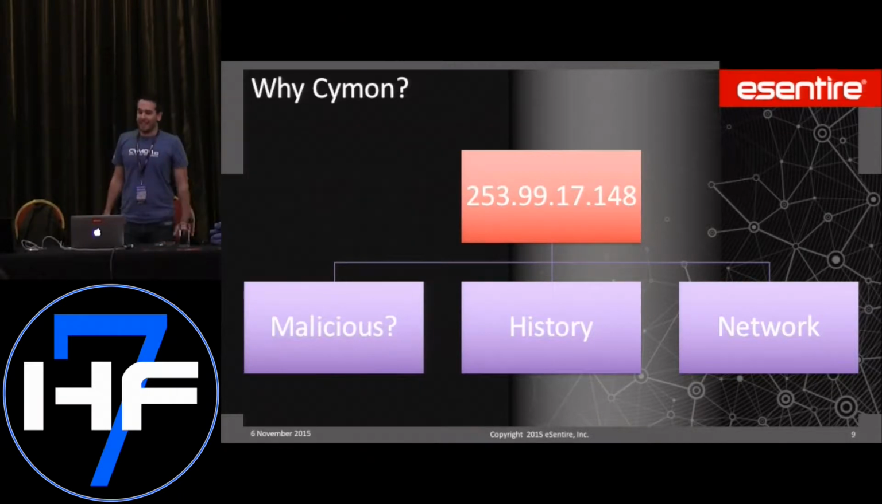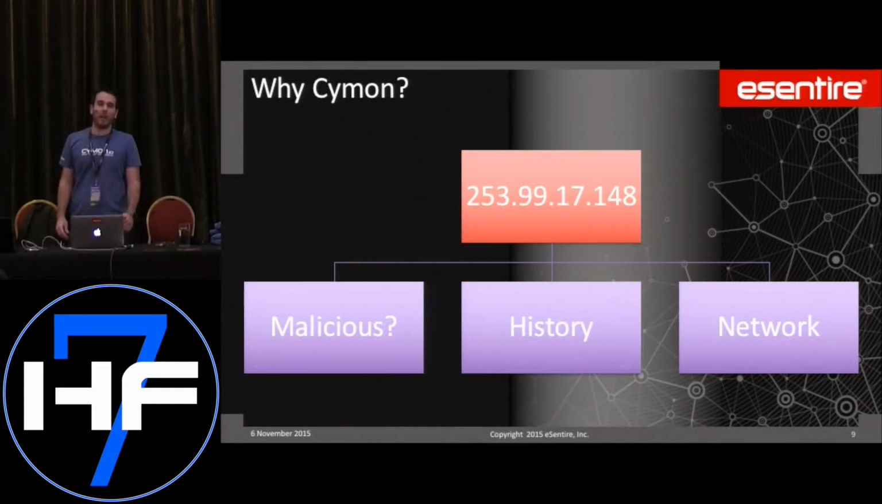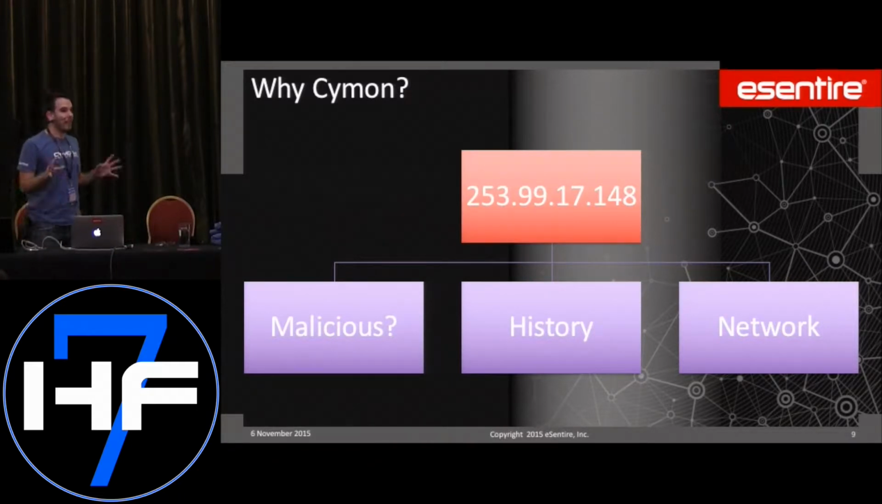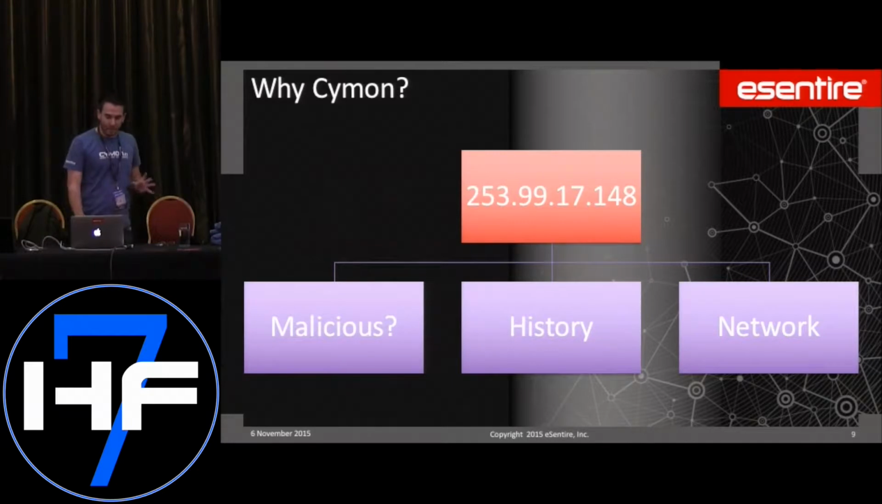OK, and the last is the network. How many more hosts have been reported on the same, usually C-class, subnet? If I get to see a lot of hosts that got reported on the same /24 network, then that's probably a bad network that I want to stay away from. And this is what Cymon is trying to do very quickly for you.